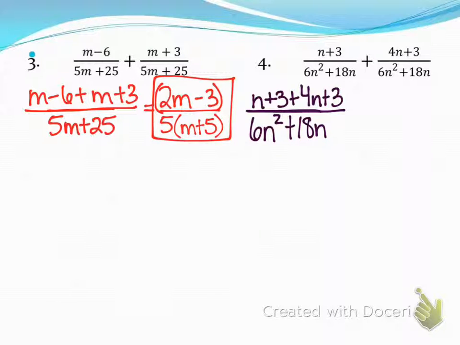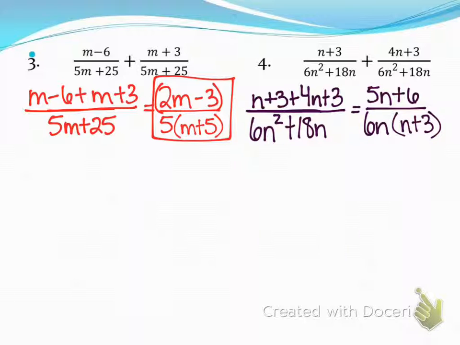When our numerators get added, we can do what to simplify it? Combine like terms. N plus 4n is 5n. 3 plus 3 is a positive 6, so plus 6. In my denominator, what could I do? I can factor out what for my GCF? 6n, good. When I factor out a 6n, what is left over? N plus 3, wonderful.